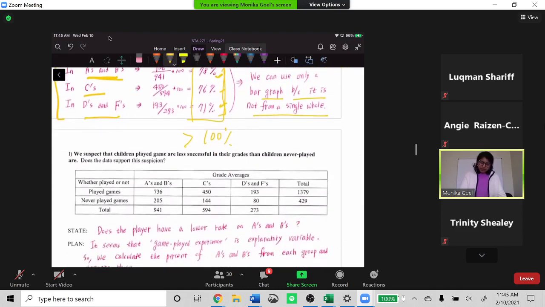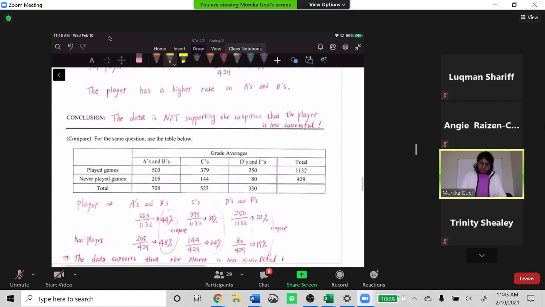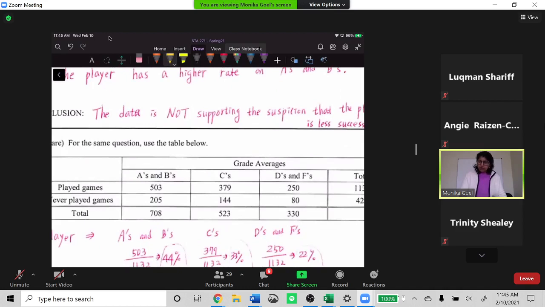And we suspect that children who played games are less successful in their grades than children who never played. Does the data support this? I suggest you work on this by yourself without looking at the answer, and then go back and check. Just use this data set, or use your own data set if you want. You can take any of your data sets and work on it, and it will help you understand the concept of conditional distribution.